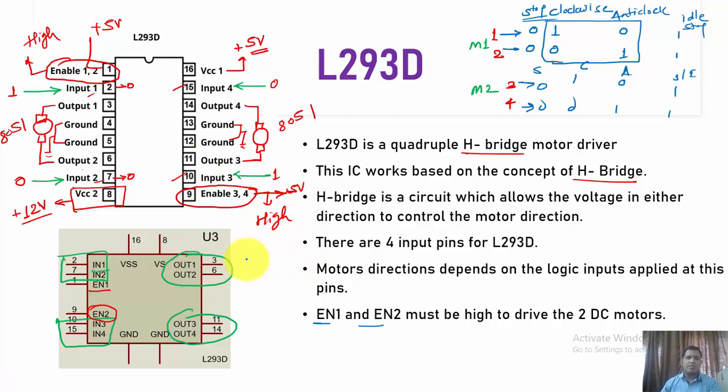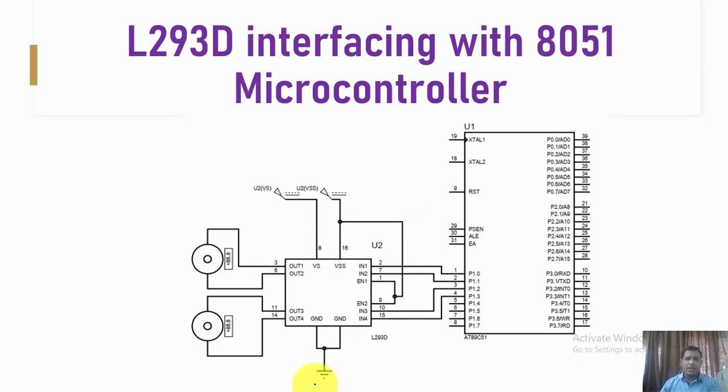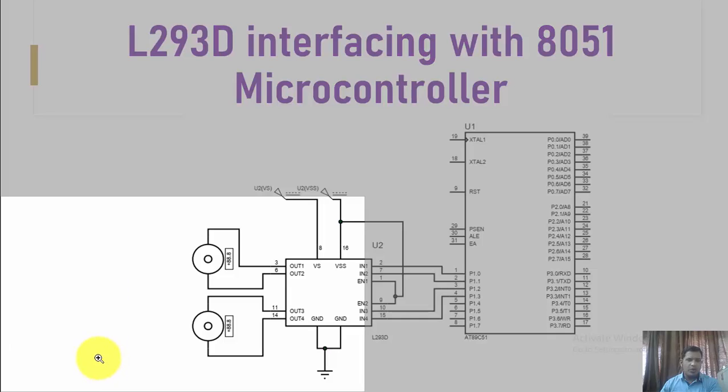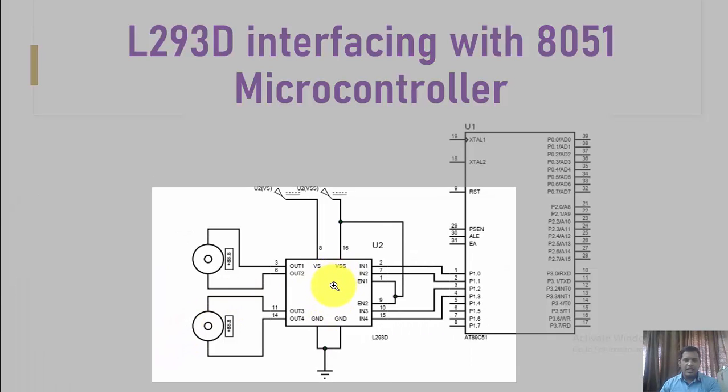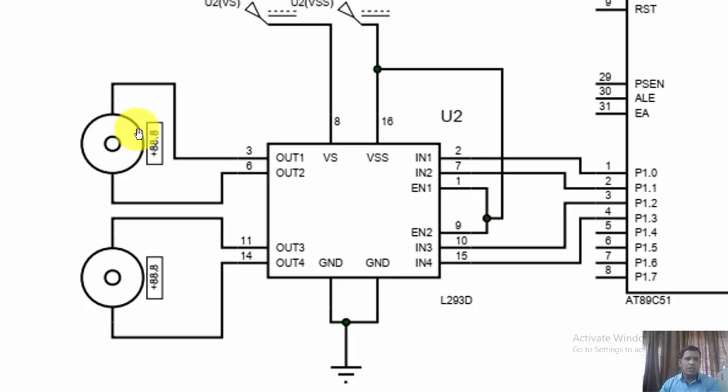So let us consider one simple example. Right, so this is my interfacing diagram. As per my interfacing diagram, the two motors are connected here. Out 1 and out 2 deal with motor number 1, and out 3 and out 4 deal with motor number 2. The VS, that is pin number 8, is supplied with plus 12 volt. The VSS, pin number 16, is supplied with plus 5 volt. And we are going to connect enable 1 and enable 2 directly to the plus 5 volt supply.